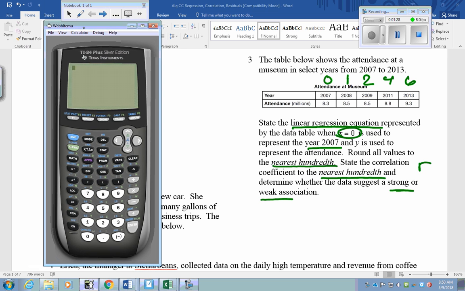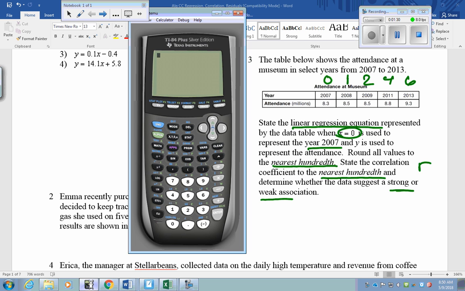I'm going to turn this on, go to Stat, and Edit, and I'm going to put in my years, the time, into L1. So we got 0, 1, 2, 4, and 6. And I'm going to go to L2 to put in the attendance. So we got 8.3, 2 8.5s, 8.8, and 9.3.